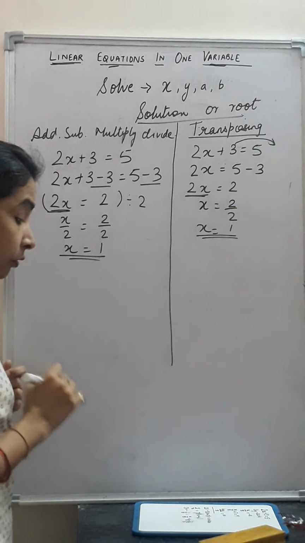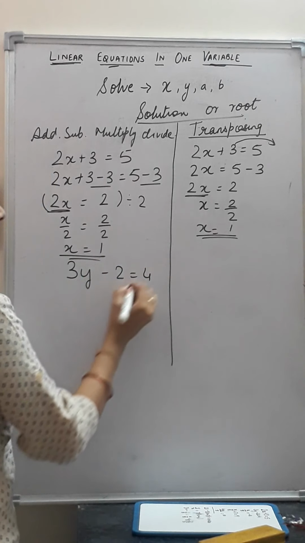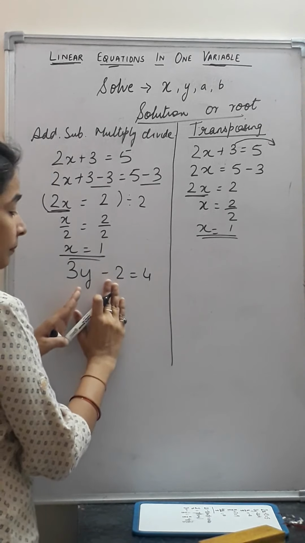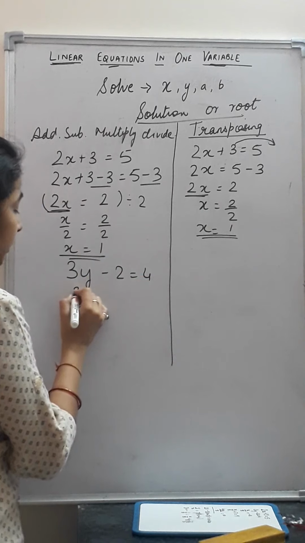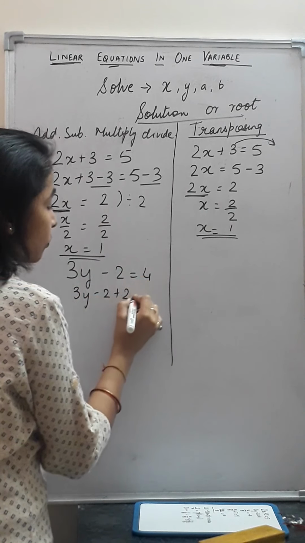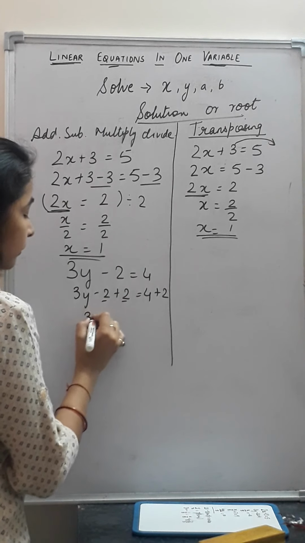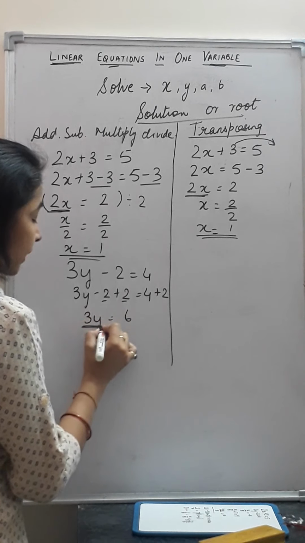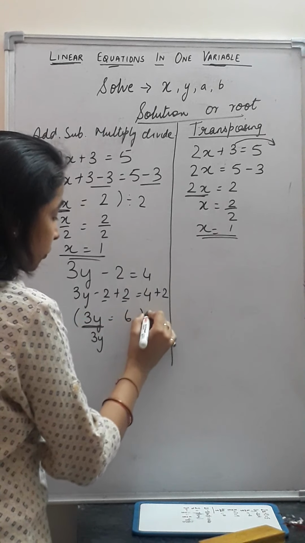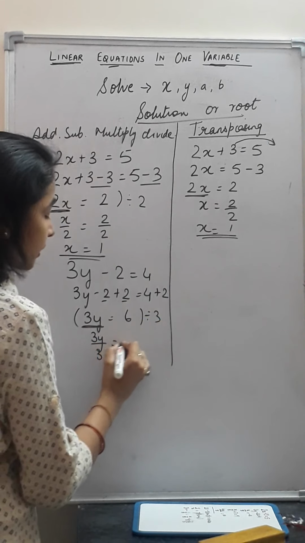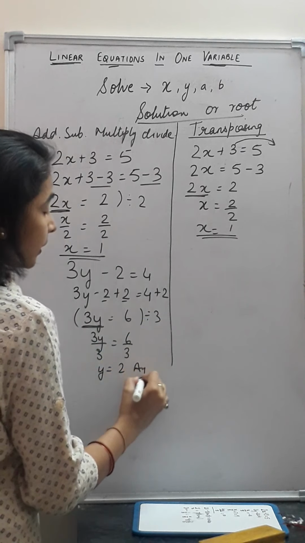Now taking one more example, 3y minus 2 is equal to 4. Now again 2 is subtracted here, so we will add 2 on both the sides. So 3y minus 2 plus 2 is equal to 4 plus 2. Now these 2 cancel, so we get 3y is equal to 6. Now 3 is multiplied to y here, so we will divide both the sides by 3. So 3y upon 3 is equal to 6 upon 3. So y is equal to 2. That will be the answer.